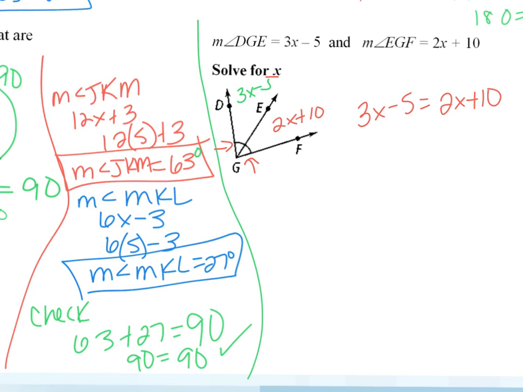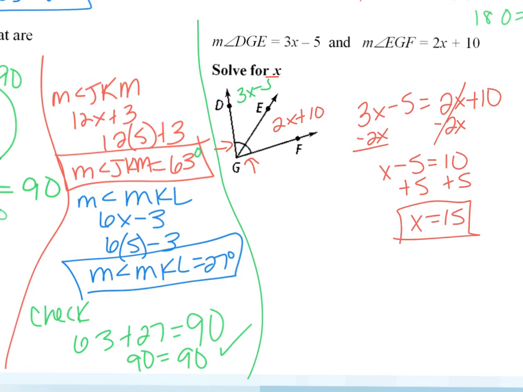All right, get the x on one side, so I'm going to subtract 2x from both sides. X minus 5 equals 10. Add 5 to both sides. X equals 15. So lucky, we only had to find one thing on this problem, x equals 15, and that is it.